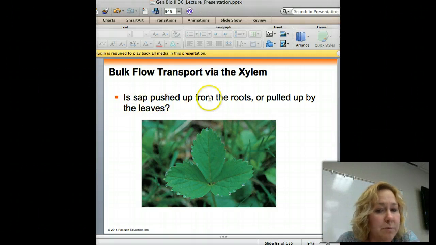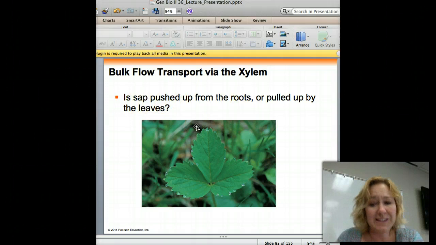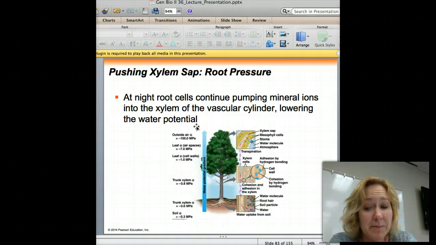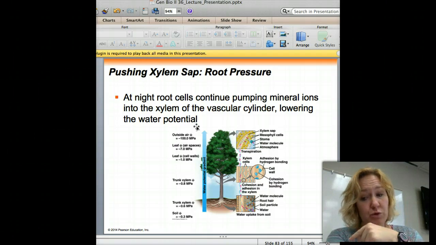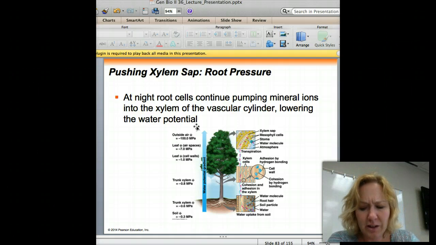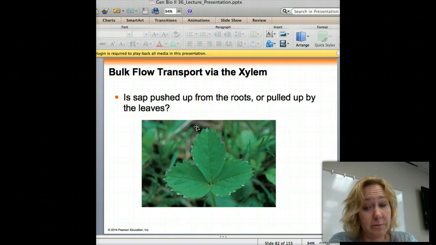So is it pushed by the roots or pulled from the leaves? One of them is, it's kind of pushed a little bit from the roots. At night, the root cells are still pumping stuff, but nobody's transpiring because nobody's photosynthesized. So the plant's like, settle down. Down there, roots, settle down. And the roots are like, go, come on, go. And you get, boom, you get that little tiny bit.